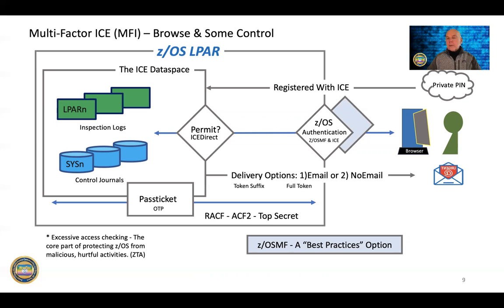So we're going to ask the external security manager again to generate for us a pass ticket token, a one-time token, and we're going to deliver it to the user either via email or selecting the no email option, in which case they would have their own private PIN. If they meet the challenge, then they will be allowed to enter the ICE data space and use ICEDirect. If they fail the challenge, they will be opted out.